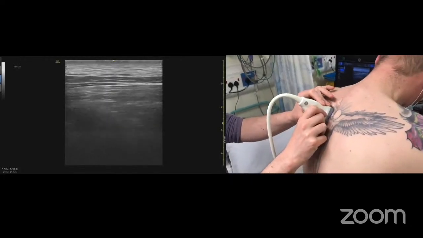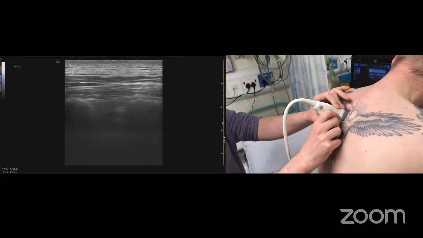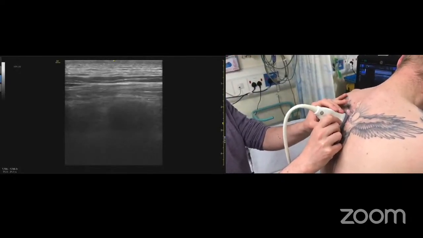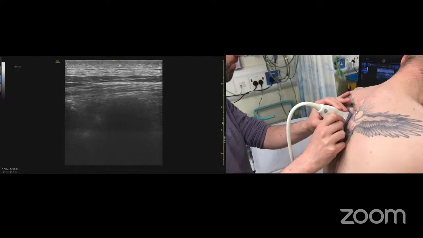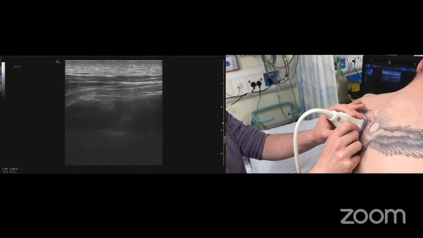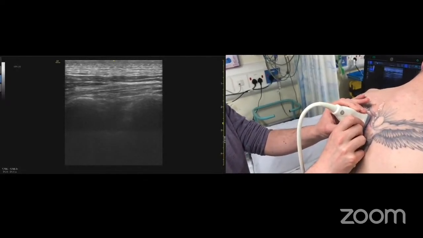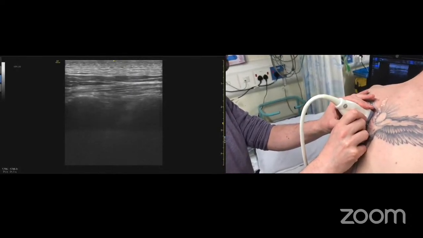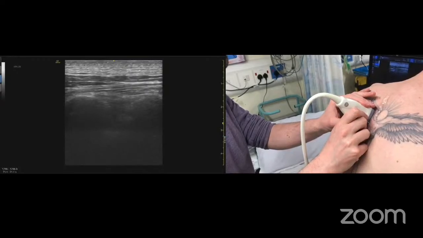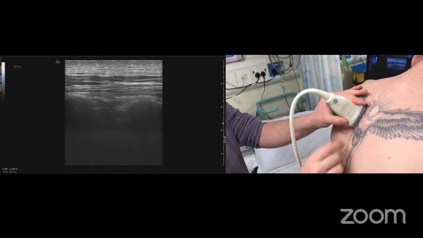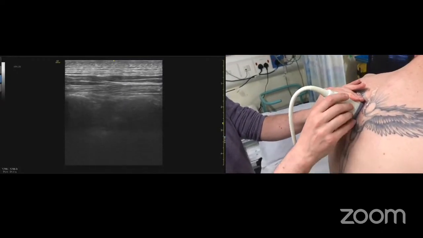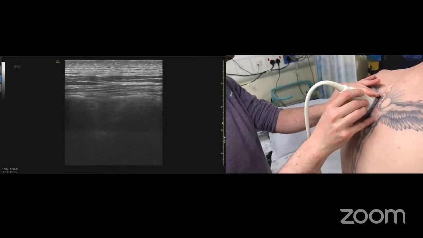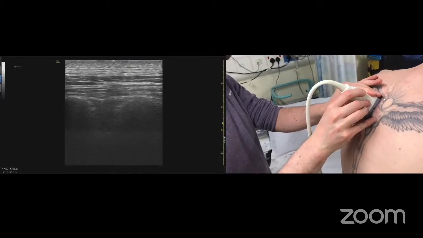The rhomboid finishes at around about T5. So you can see it tapering off here, and we can tell that that's the T5 level. To be honest, as long as you're identifying the muscle that's over the transverse processes, it doesn't matter too much. So this would be a nice image to do roughly a T5, T4 erector spinae block. And we'll point out on the screen the layer that you need to inject.